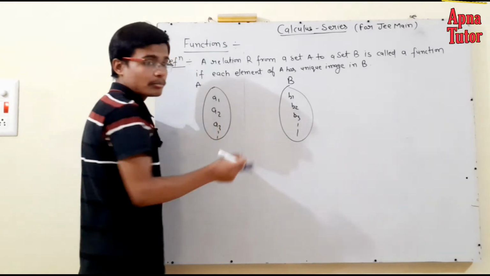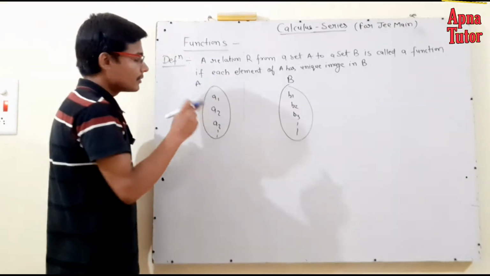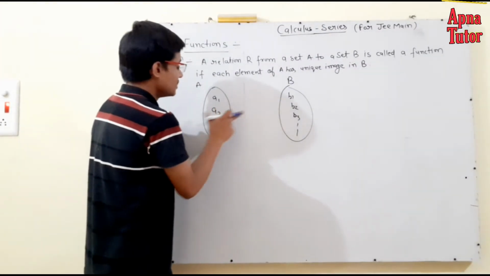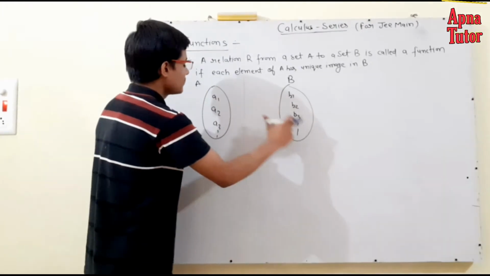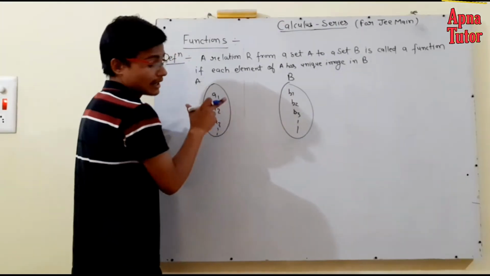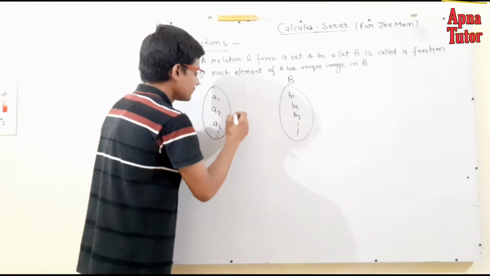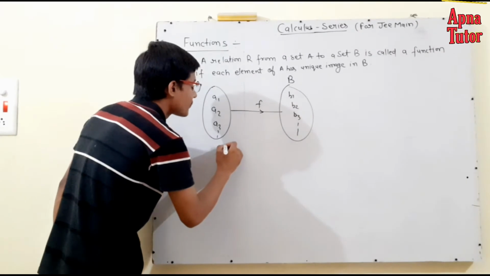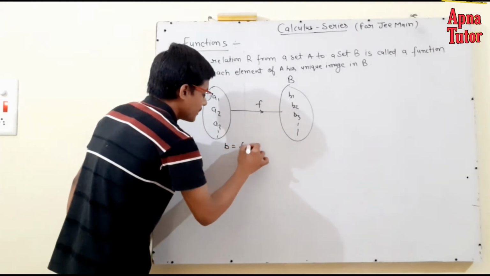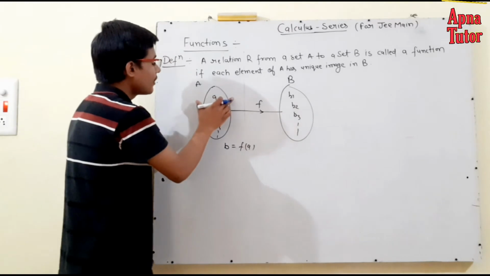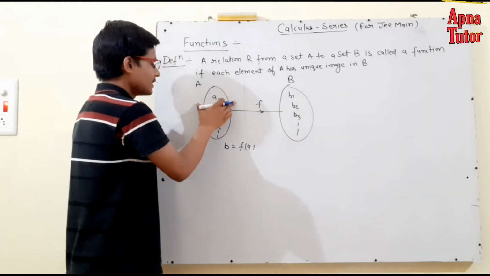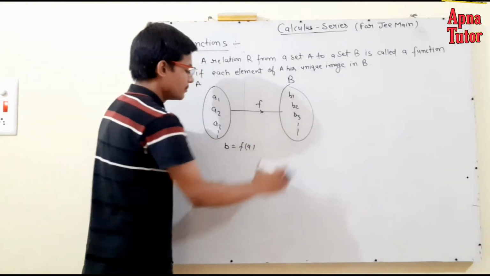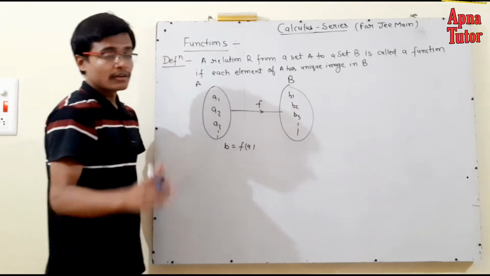This relation may be a function or not. It may be a function when each element of this set has a unique image. What does it mean? It is a function when you have b equals f of a, where a particular element of set A results in a unique element of set B. Then you can say that your relation is a function.